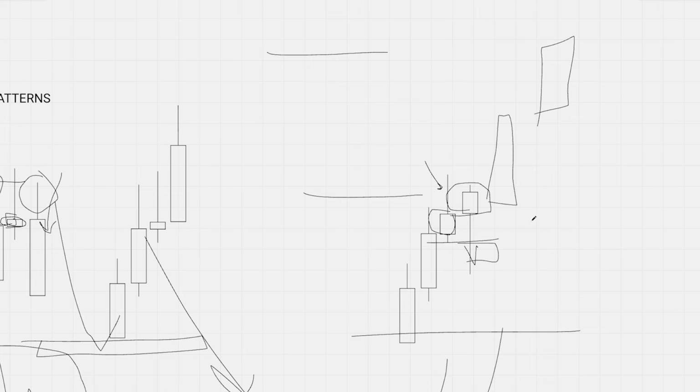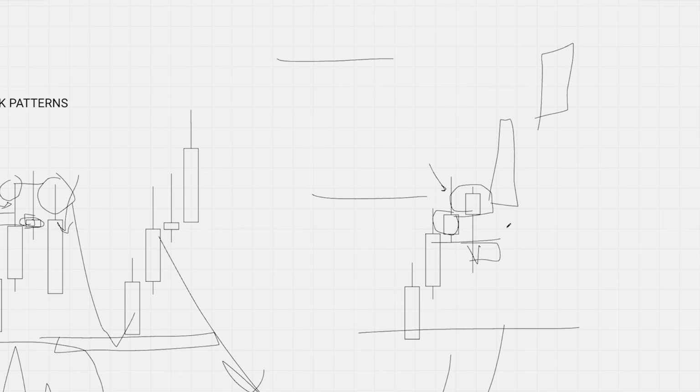There's some differences in how you can execute on this. But again, just showing the concept of the inside wick pattern, you always need to have some context behind whether you're playing it as a reversal or a continuation. But these are good clues to be paying attention to day to day, hour to hour in the market. So let's look at some real examples on the chart.